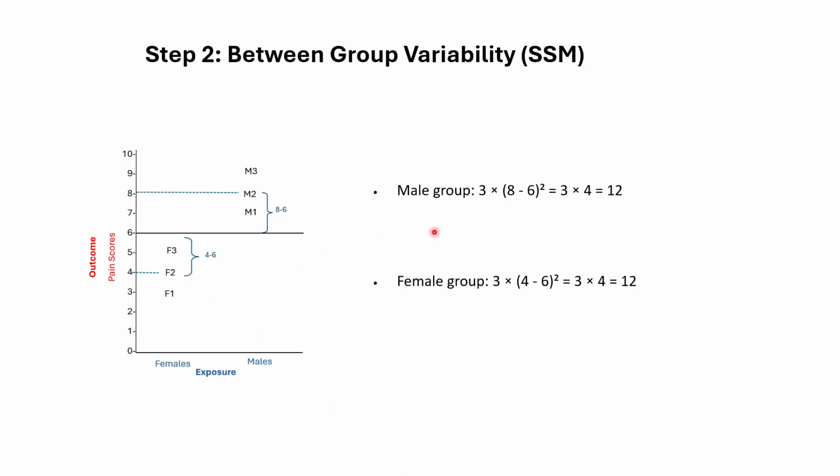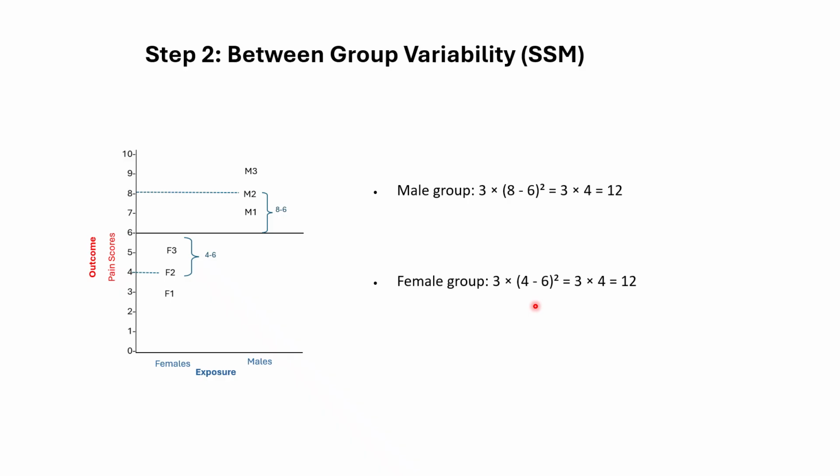And now to calculate the between group variability for the male, we're going to square it, because otherwise the negative signs will mess up our calculation. So we will square 8 minus 6, and then multiply it with the total number of participants in our study, which comes down to be 3 times 4, because 2 square is 4, and 3 times 4 is 12. And the between group variability for the females is 4 minus 6 square, which is in fact minus 2 square, which comes down to 4.